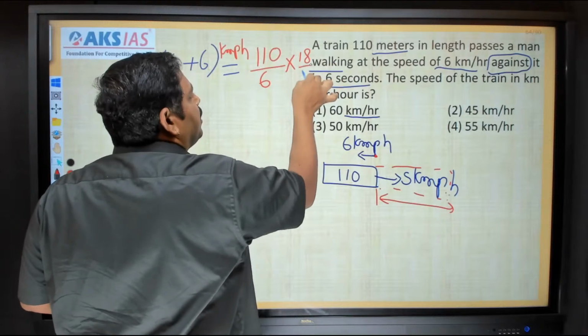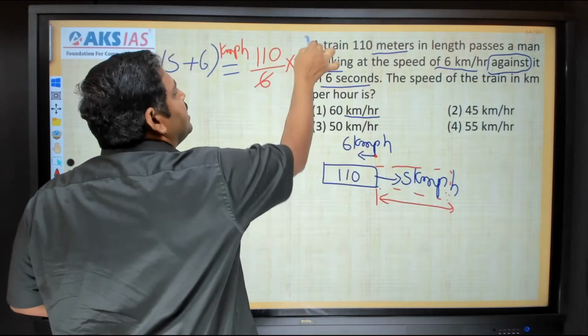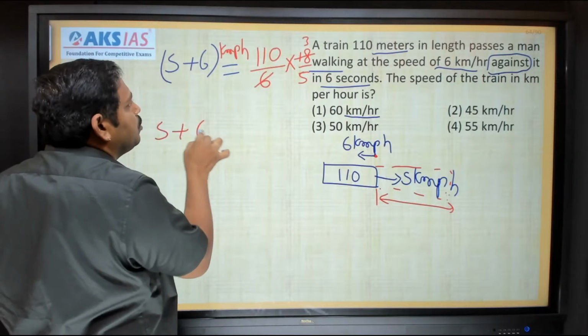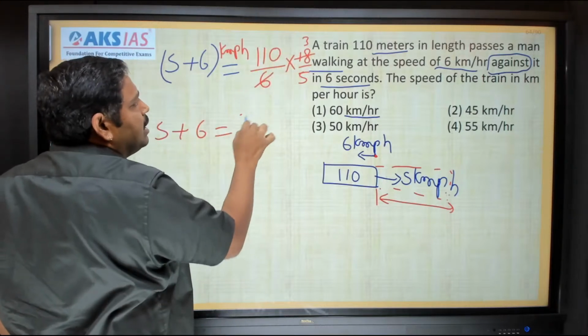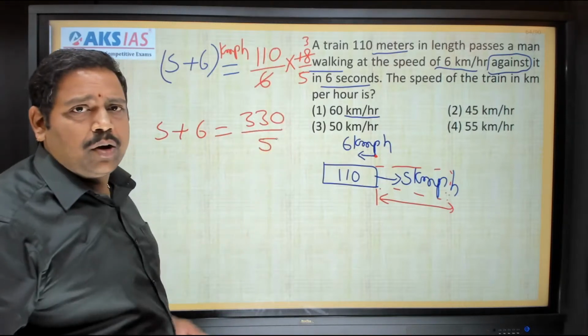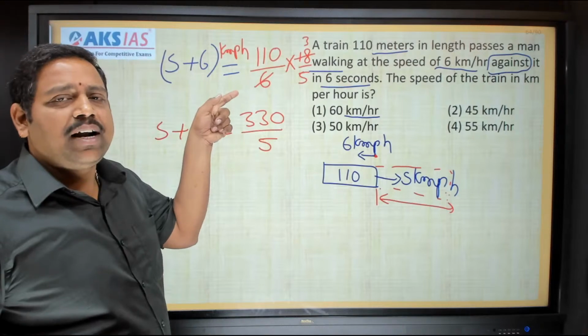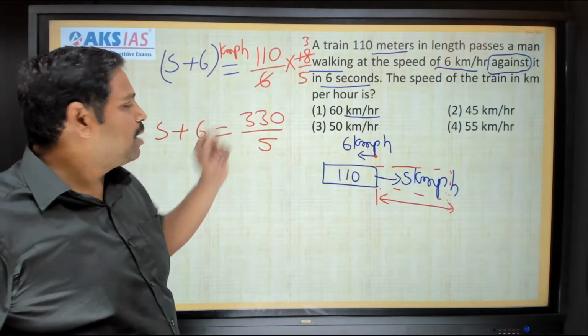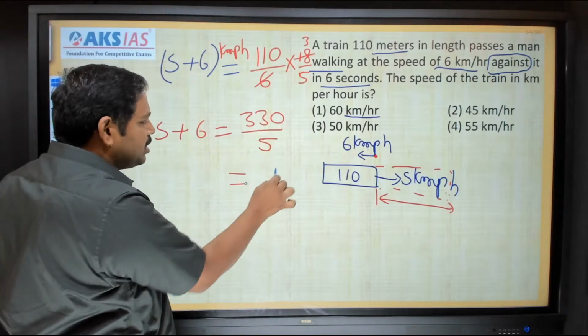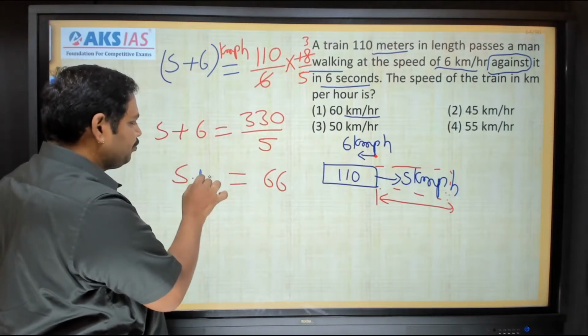18 by 5. Now observe 6 1s, 6 3s. Now S plus 6 is equal to 110 into 3. That is 330 by 5. As I said earlier in Vedic maths, dividing by 5 means double the numerator and remove the 0. Double the numerator means 66, and remove the 0. The 0 was removed. Then 66 is nothing but S plus 6.